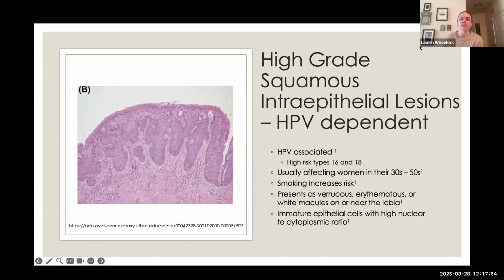Conversely, the HPV-dependent pathway, the precursor lesion is called high-grade squamous intraepithelial lesion, abbreviated to HSIL. And again, this is associated with high-risk types of HPV, such as 16 and 18. HSIL typically affects younger women, specifically in their 30s to 50s, and patients that smoke are at an increased risk of developing HSIL. Clinically, HSIL presents as a verrucous or erythematous white macule on or near the labia. And histologically, it's composed of epithelial cells with a high nuclear to cytoplasmic ratio.